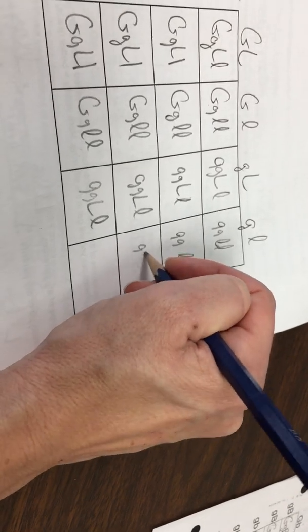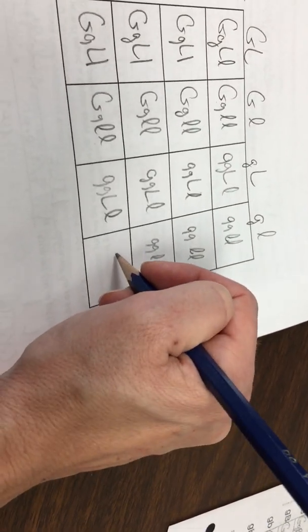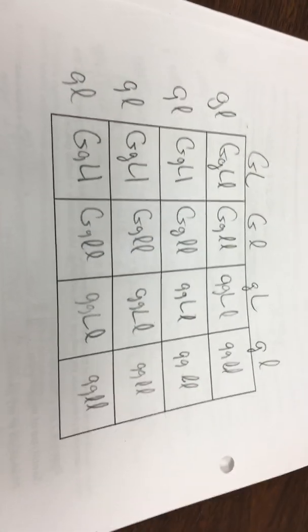Sorry if I got a little camera weird on that. It's kind of hard to do it looking through the camera and writing. So there's my Punnett square.